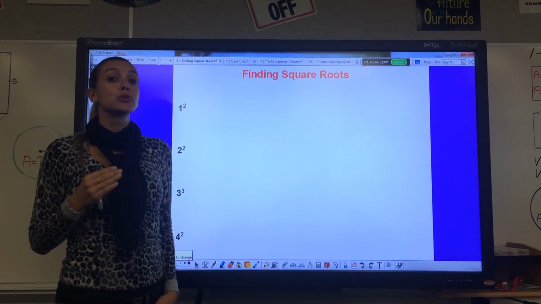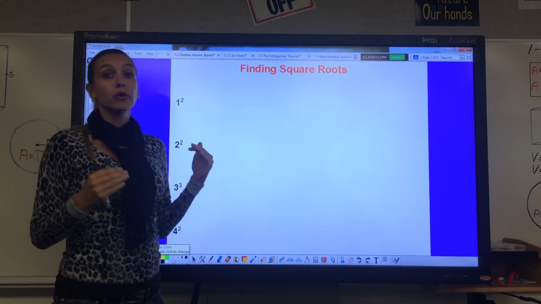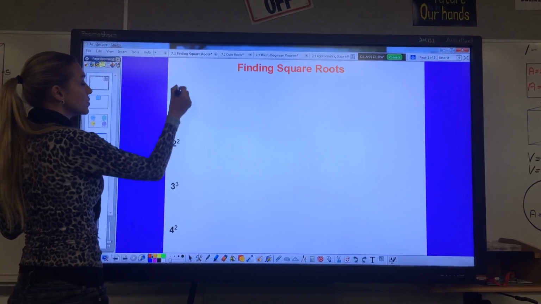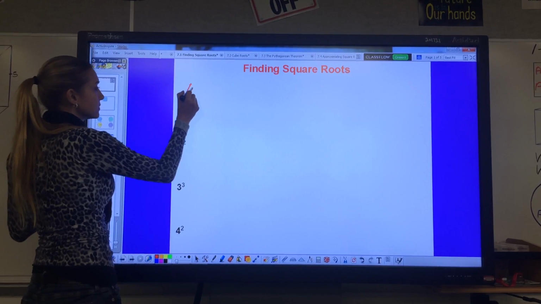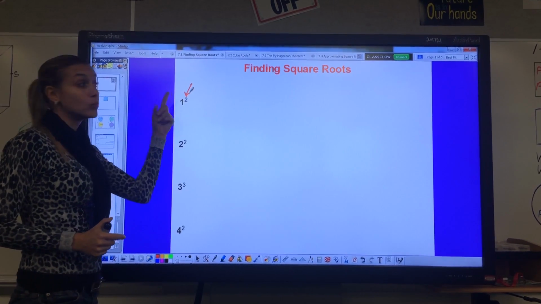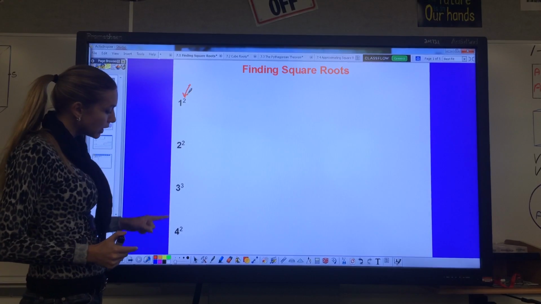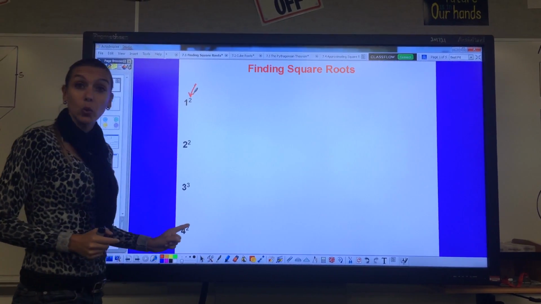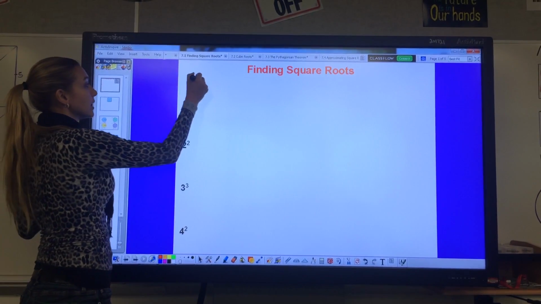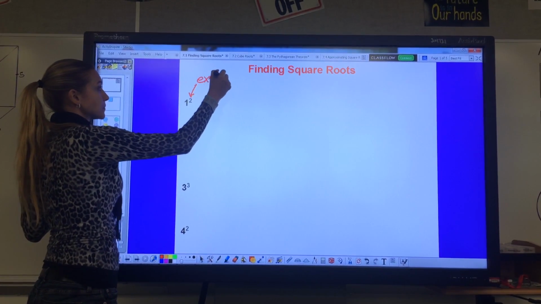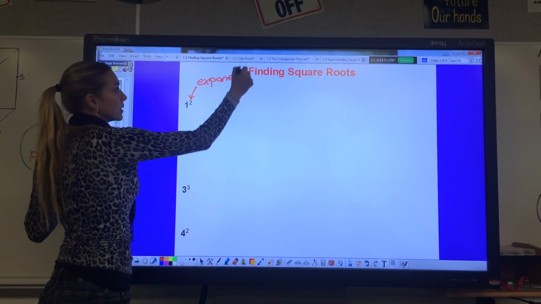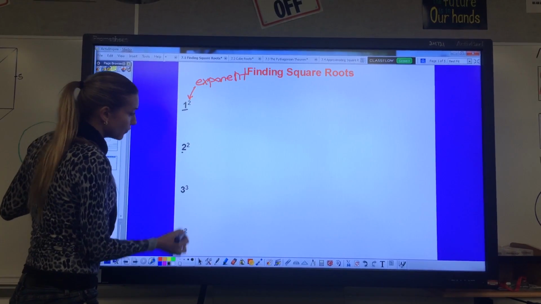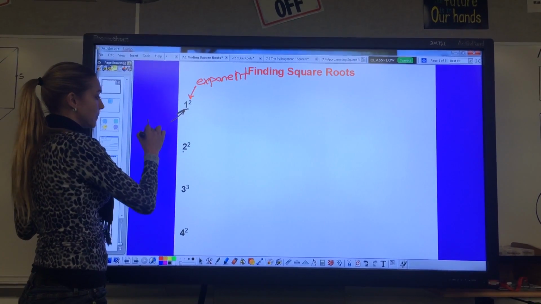We're going to be talking about square roots. Before we get to square roots, we have to look at squares. When I say square, we usually talk about this little number 2 that is above the number 1, 2, 3, 4. We call it 1 squared, 2 squared, 3 squared, or 4 squared. That 2 is called an exponent. And the 1, or the 2, 3, and 4, we call the base.